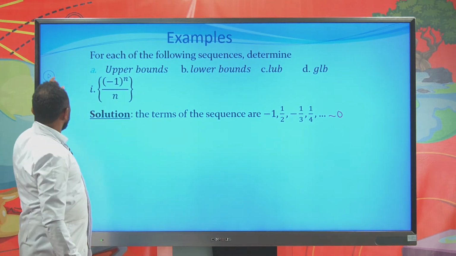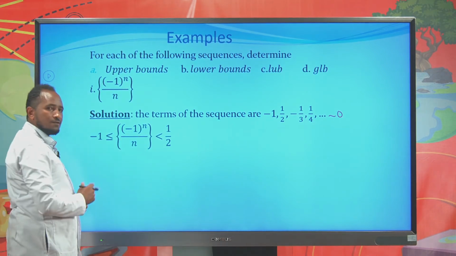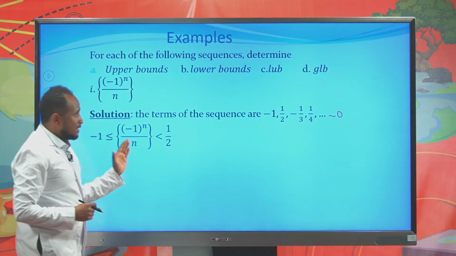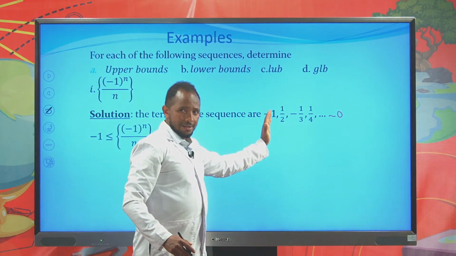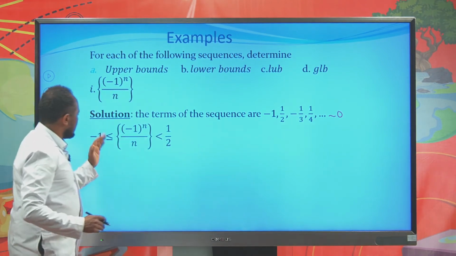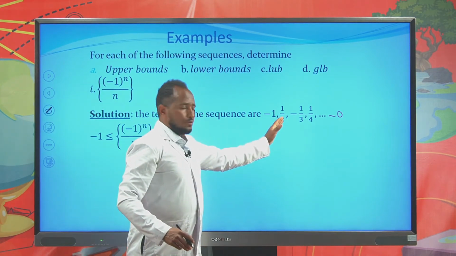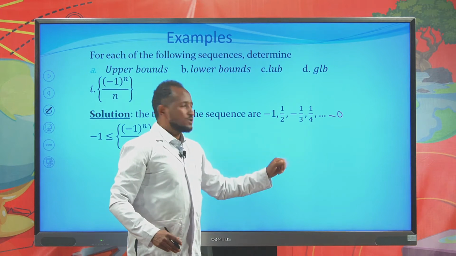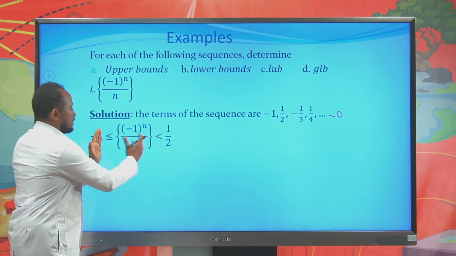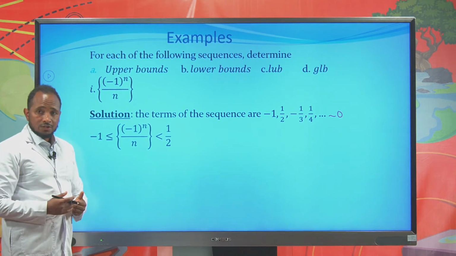So when you see the elements of this sequence, it is found between -1 and 1/2. The smallest number from this set is -1, and the sequence goes -1, 1/2, -1/3, and goes to 0. So the smallest number from this set is -1, and the biggest number is 1/2. Next to 1/2, it goes on, it decreases. So the greatest number is 1/2 here. So this sequence is found between these two numbers, -1 and 1/2.